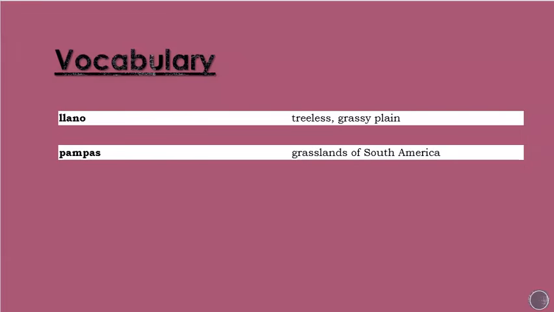Our two vocabulary words are llano and llano. That's the same word pronounced different ways. A lot of the times the double L in Spanish is pronounced with a y sound. Anyway, the llano or llano, however you choose to refer to it, is a treeless, grassy plain, and this is an actual physical region in the South American continent. Same thing with Pampas. The Pampas are grasslands of South America, and that is another region that we're going to discuss within the continent.